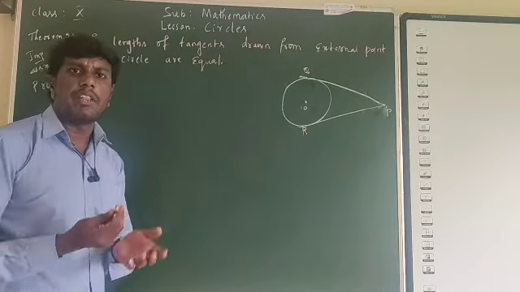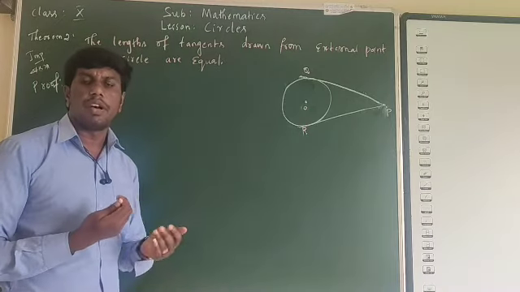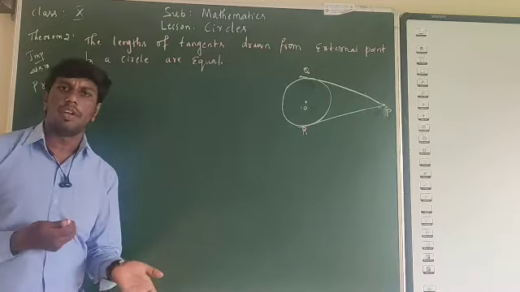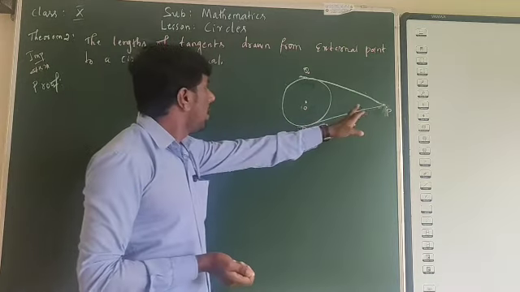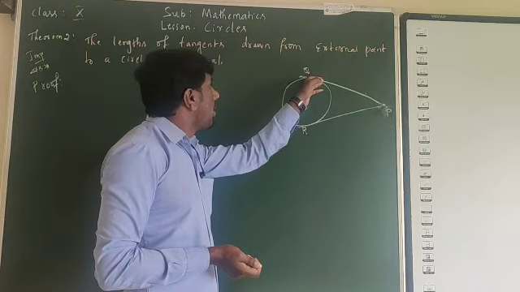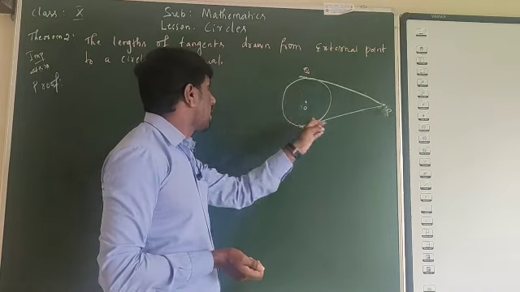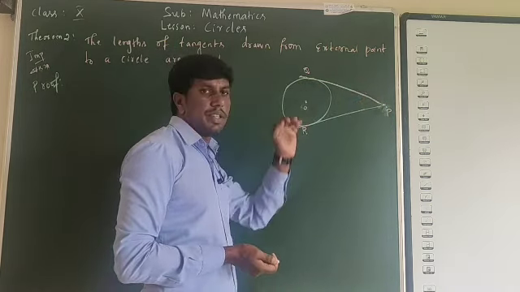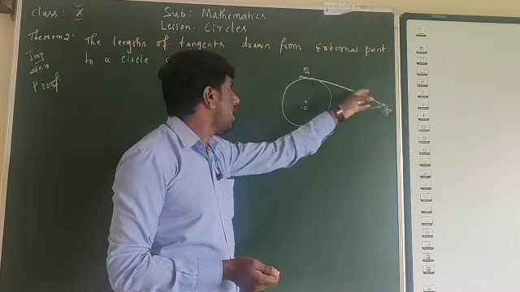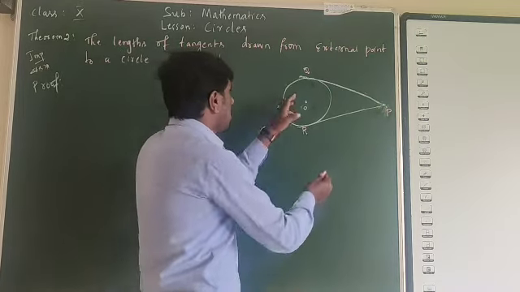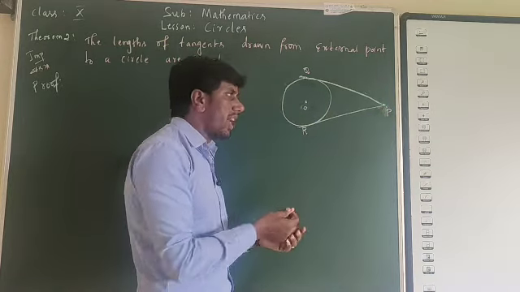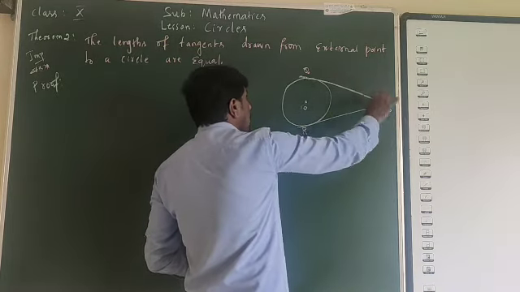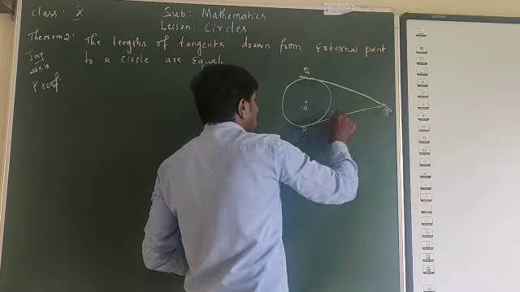We have defined the length of the tangent also. What is the length of tangent? In the last video we defined it. The distance between the external point and the point of contact of the circle is called the length of the tangent. So this will be the tangent. PQ will be the length of tangent and PR will be the length of tangent.